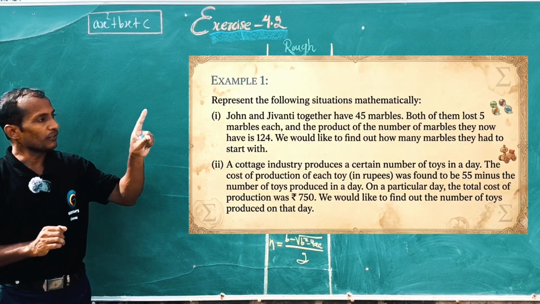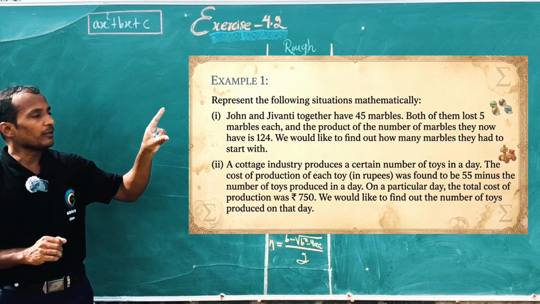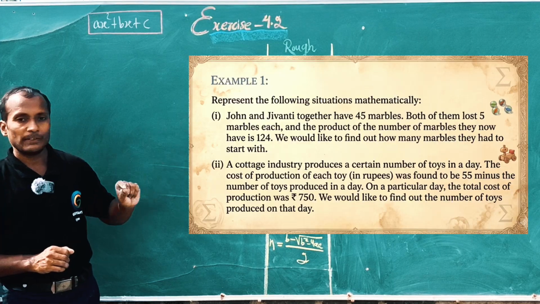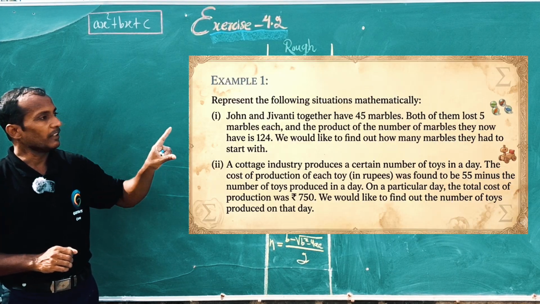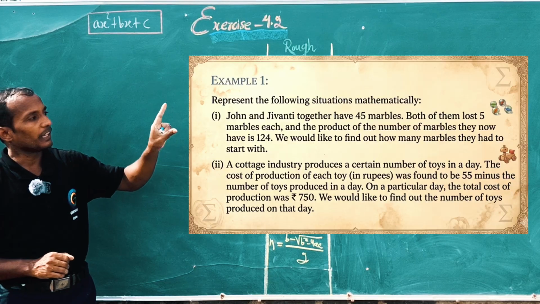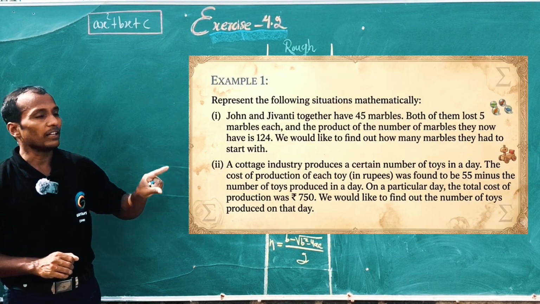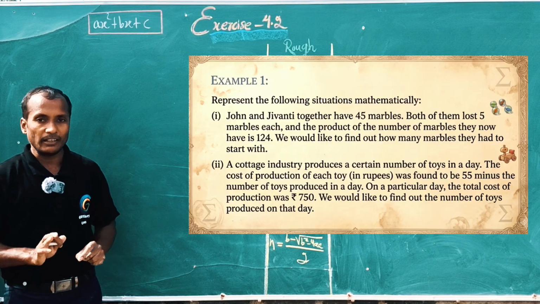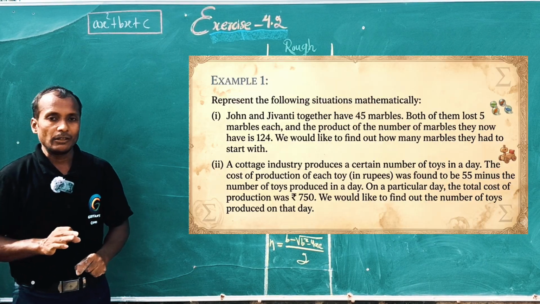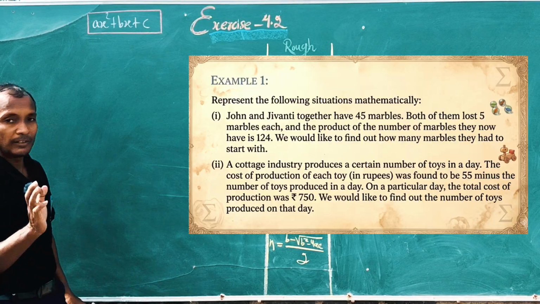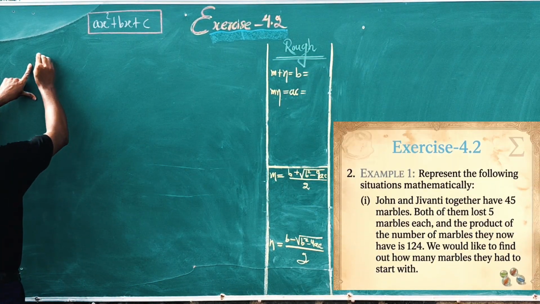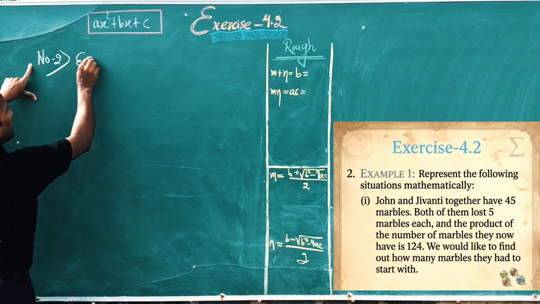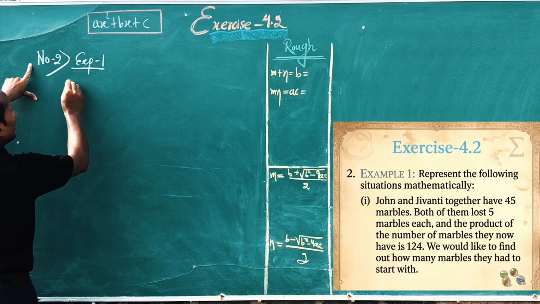See on the screen. The first question is, let me read. John and Jivanti together have 45 marbles. Both of them lost 5 marbles, each of them lost 5 marbles. Then the product of the marbles they now have is 124. We have to find the marbles that each of them had in the beginning. So for that we will frame a quadratic equation and solve it. Look at the question first. Let me write number 2 i. It was from example 1, so let me mention example 1 i.